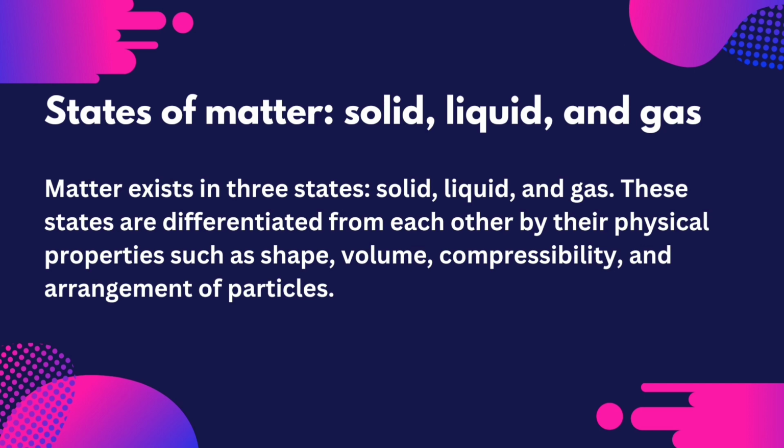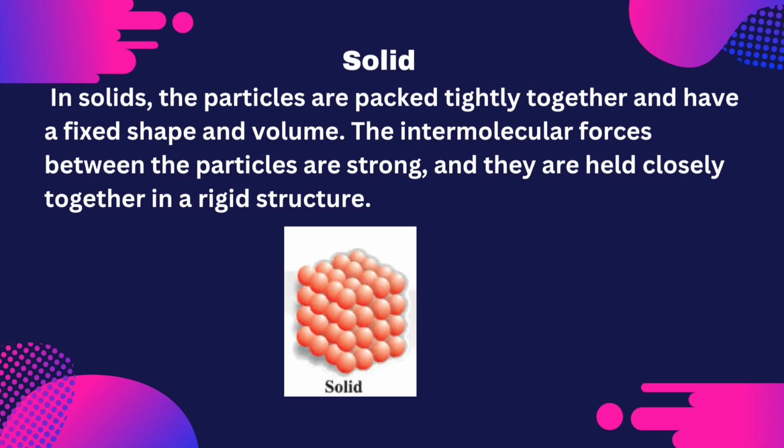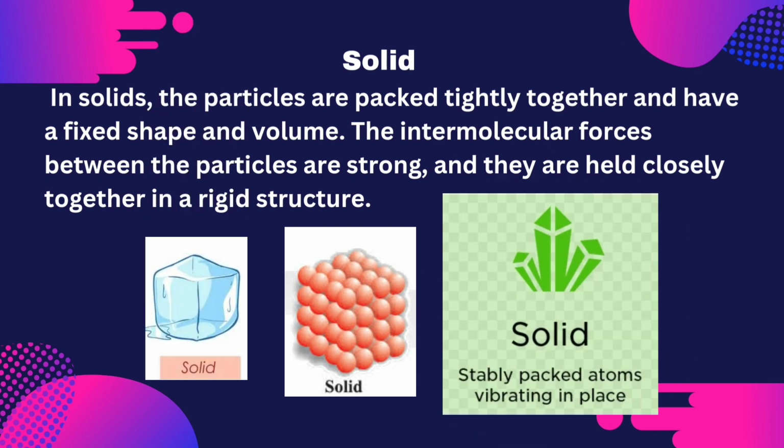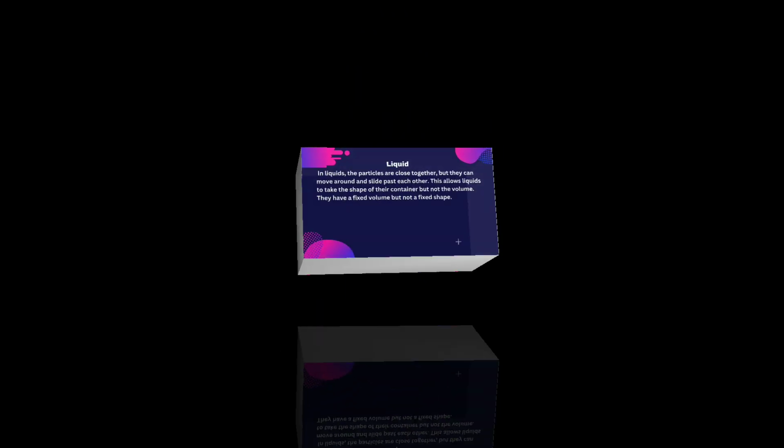States of matter: solid, liquid, and gas. Matter exists in three states: solid, liquid, and gas. These states are differentiated from each other by their physical properties such as shape, volume, compressibility, and arrangement of particles. Solid. In solids, the particles are packed tightly together and have a fixed shape and volume. The intermolecular forces between the particles are strong, and they are held closely together in a rigid structure.